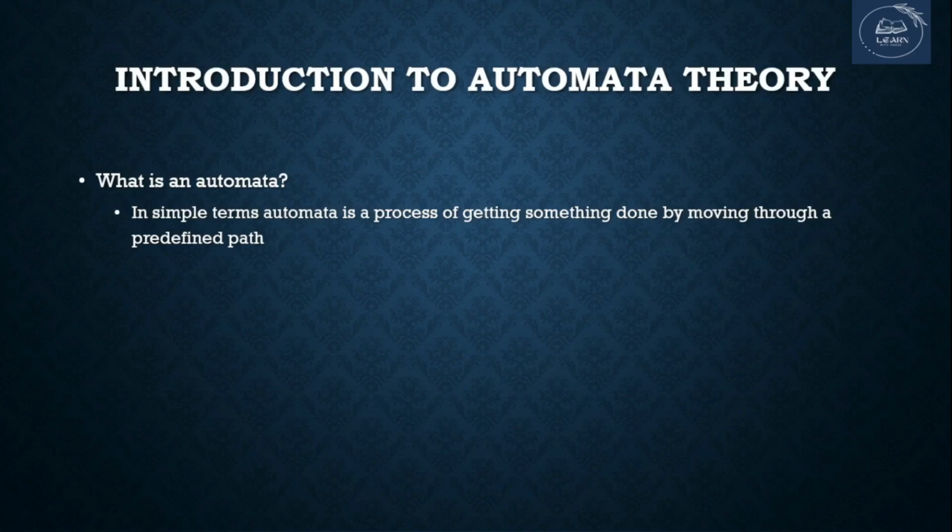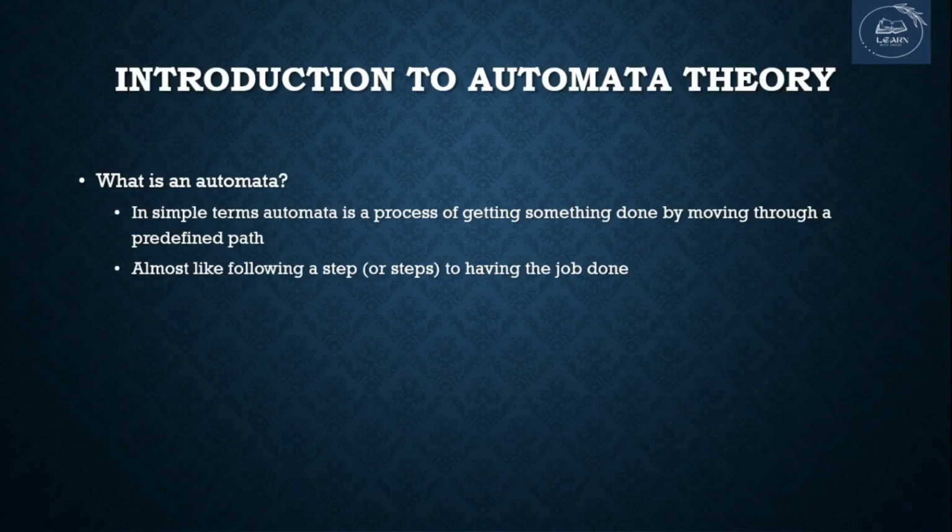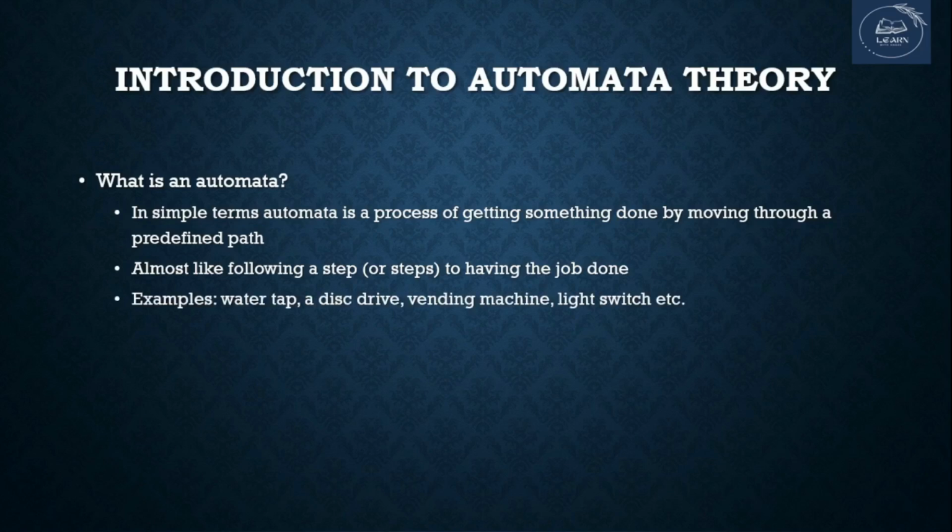Just something that doesn't stress you, where you just need a click of a button or a flick of a switch to get it running. So it's almost like following a step or steps to get a job done. Examples of what an automata is include the water tap, whereby it has its initial state and it has a state where we would want the tap to be.